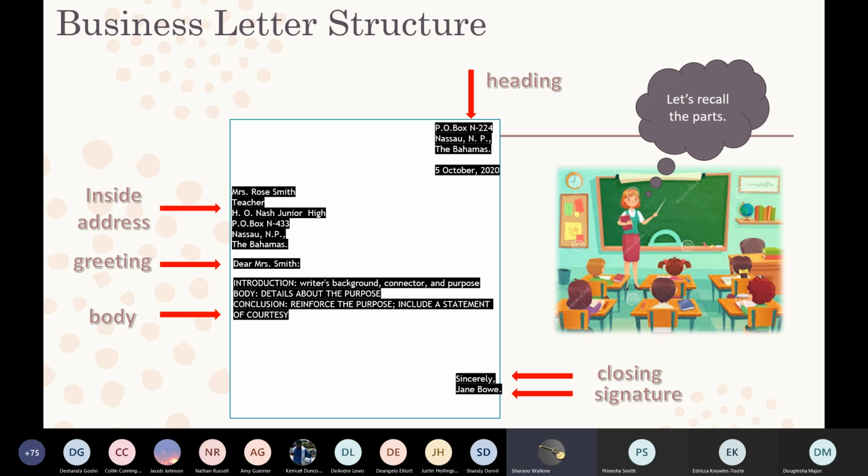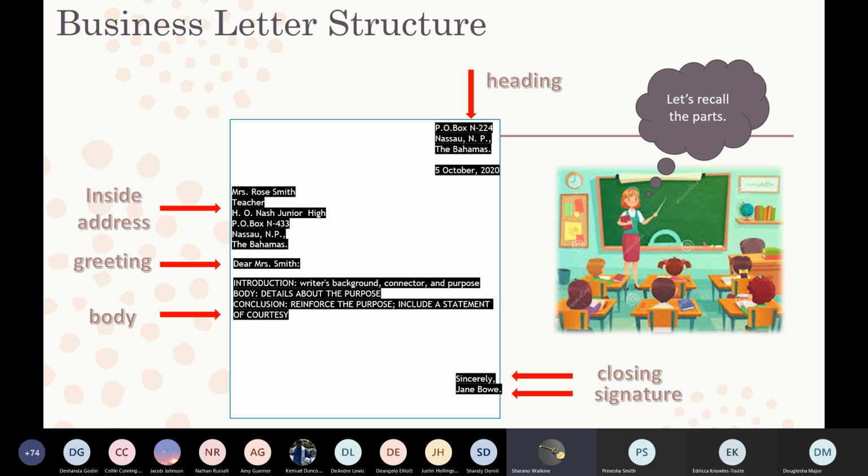Give the order in which a receiver's address should be written. Alicia says, N P P P N, yes. Name, position. Aaliyah saying name, position, place, P.O. Box, Nassau, Bahamas. Excellent. N P P P N.